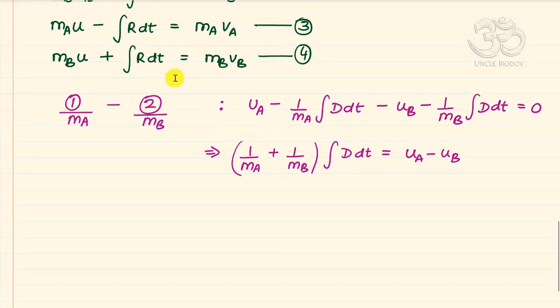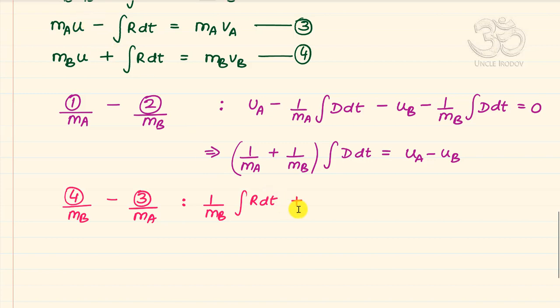Then next for r dt again I can do the same thing. So what I can do is maybe equation 4 divided by mb minus equation 3 divided by ma. And I'm doing that because if I divide 4 by mb and 3 by ma, only u will be left here, and u will be left here, and those two u's will be gone if I subtract. So what will happen is you will have 1 by mb integral r dt, and this minus will become plus.